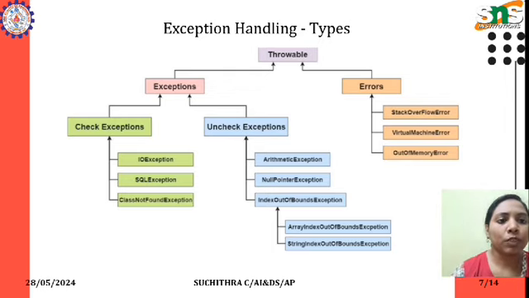In index out of bound, we have two types, that is array index out of bound exception and string index out of bound exception. In errors, we have three errors: stack overflow error, virtual machine error, and out of memory error.